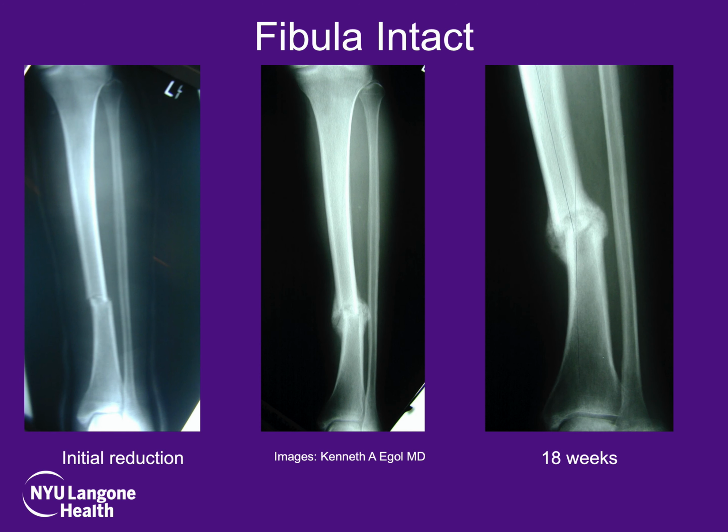The intact fibula presents a special situation in which if there is a transverse or short oblique fracture and an intact fibula, this has been associated with a 25% non or malunion rate.